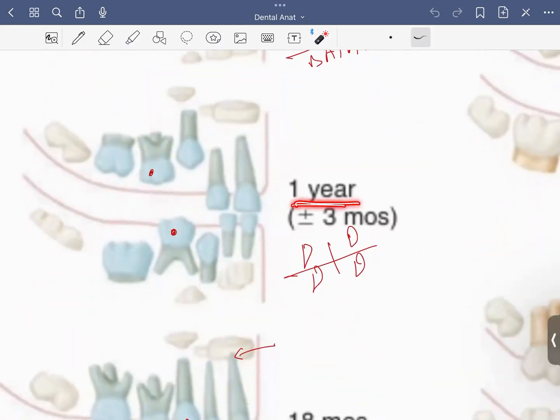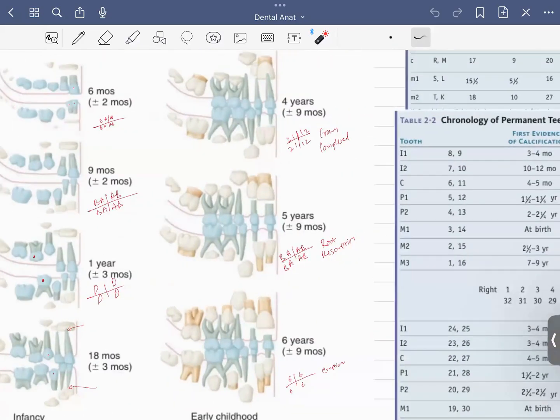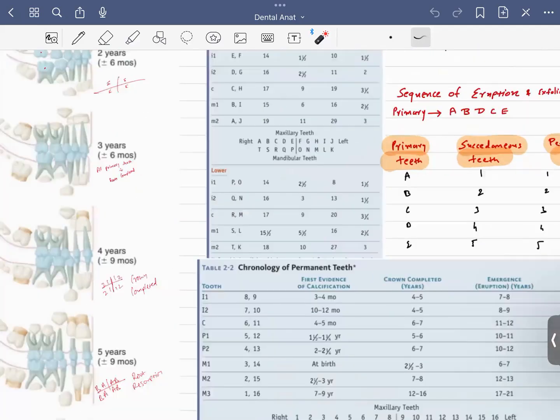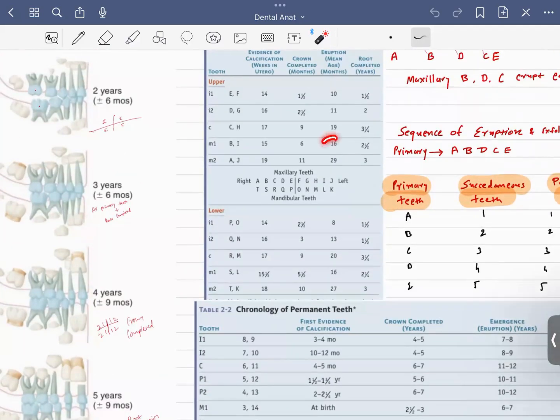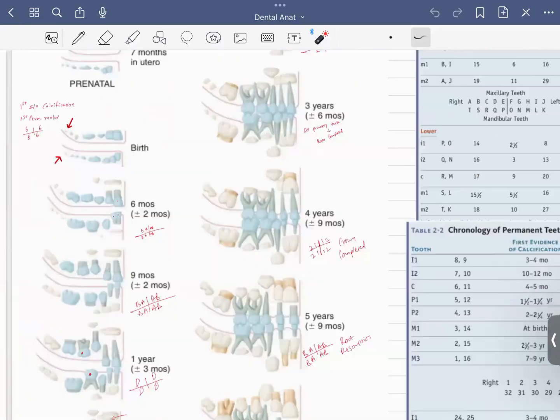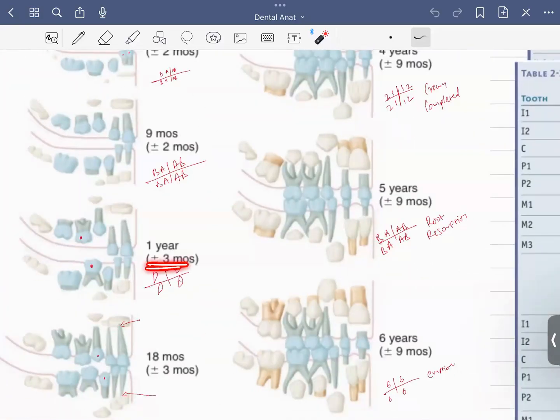Then around 1 year is the time where you will get the first deciduous molars to erupt. All right. The deciduous molars erupt at around 16 months for the maxillary and 16 months for the mandibular first molar. So 1 year plus or minus 3 months is around 15 to 16 months, you can say. So if you see the first molars erupting, it is 1 year plus or minus 3 months.